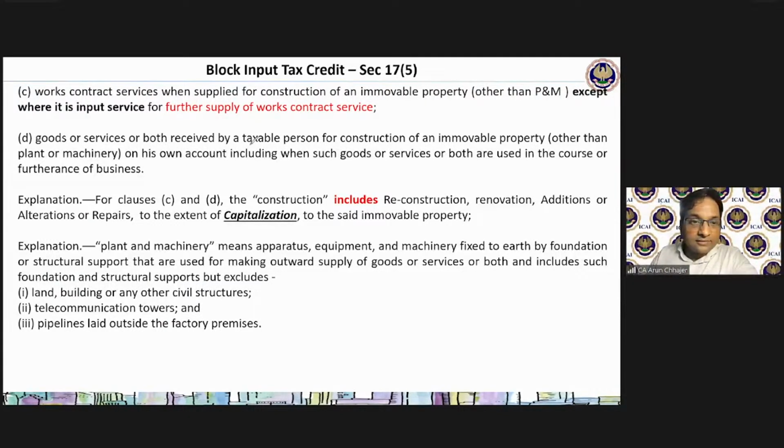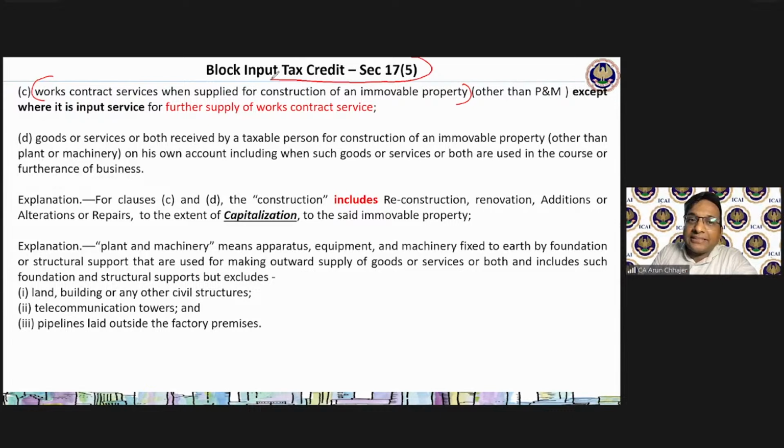See, works contract services when supplied for construction of an immovable property other than plant and machinery, except blah blah blah. Can you just explain this? Why is credit not available? Except. Okay, not considering the exception: works contract services when supplied for construction of immovable property, up to that, why is that credit not available? Ignoring exception. So why is credit not available? It is a very simple question.